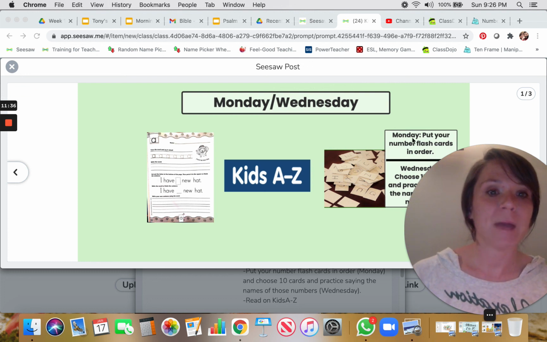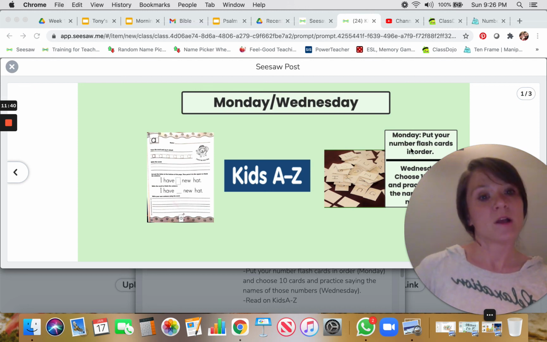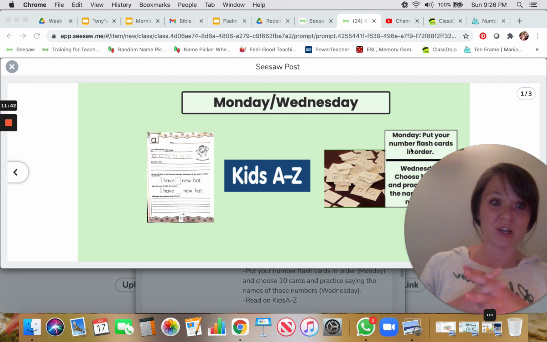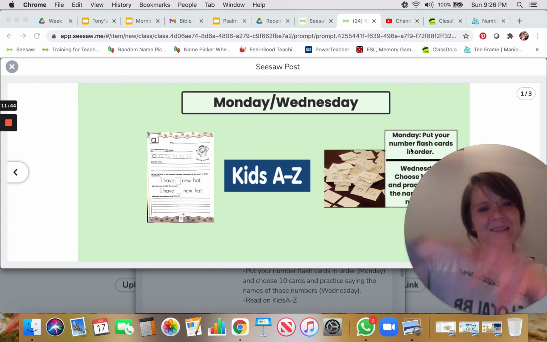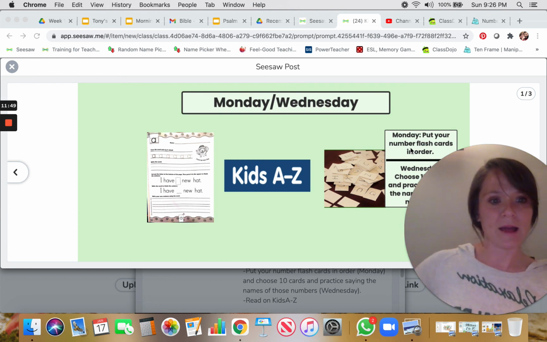Today is Monday, so our activity with our flashcards is to put our number flashcards in order. So you need to get all your number flashcards. They should go from 1 to 20. You're going to mix them all up, and then you're going to lay them out in a big line from 1 all the way to 20.